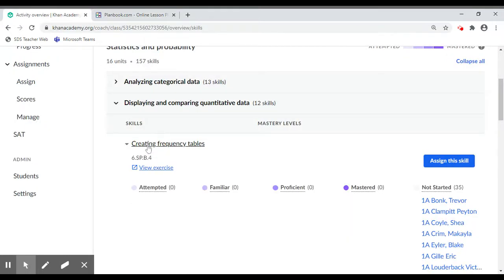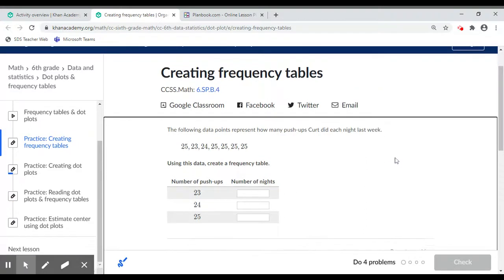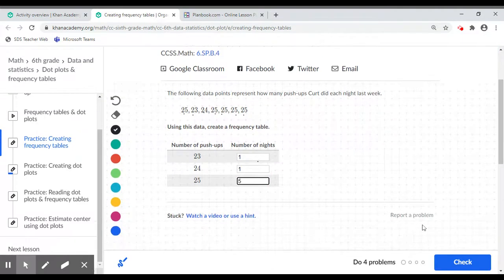All right, first one is creating frequency tables. Frequency tables are real simple. They count how many times a certain instance happens in a set of data. All right, so on the top here is number of push-ups. There are 23 push-ups, right? How many times did 23 happen? That only happened once. 24 only happened one time. 25 happened 5 times. And that's our frequency table. Easy enough, right?